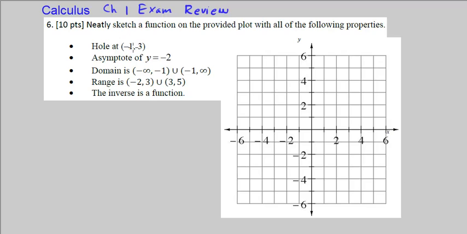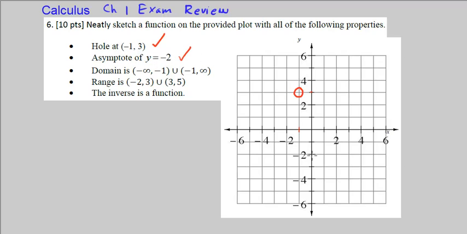A hole at (-1, 3). So -1 is here, 3 is up here. So I know I'm going to draw in a hole right there. A hole we know is just an open circle. So there's my hole.